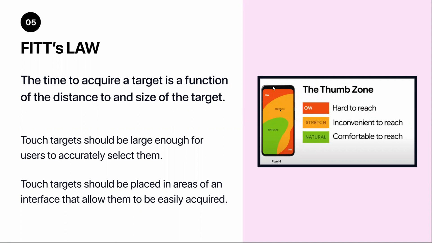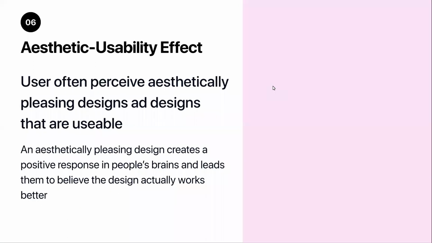So moving on, aesthetic usability effect. This one is quite basic. Users often perceive aesthetically pleasing designs as designs that are usable. When you see a design that is pleasing to the eyes, your brain will automatically translate it as, okay, this design is usable, I can use this product. That's why, when you install a mobile app and the interface is weird and the color combinations are terrible, you just uninstall the app straight away.